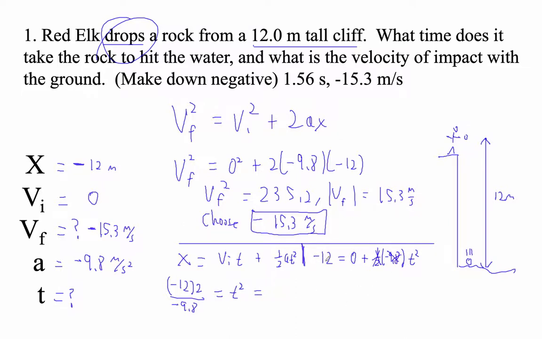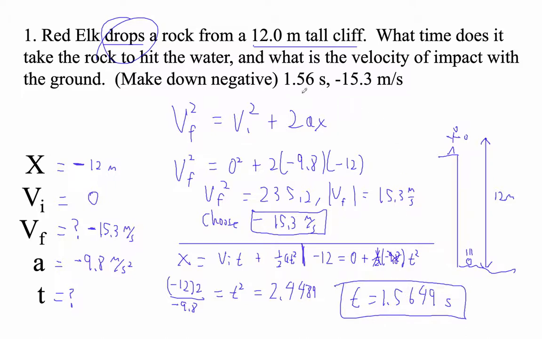So again, I take the negative 12, type it into your calculator, multiply by 2 to get rid of the 1/2, divide by negative 9.8, and you get t squared is 2.4489. And then I'm going to take the square root of that, second square root, second answer. And I get 1.5649. Almost rounded up, but it didn't. Okay, so it's 1.56 seconds.